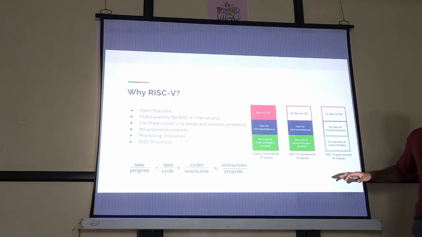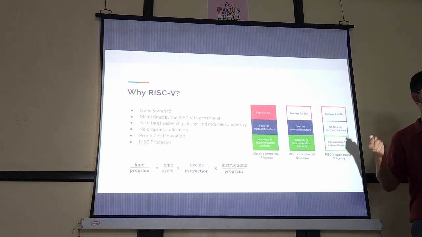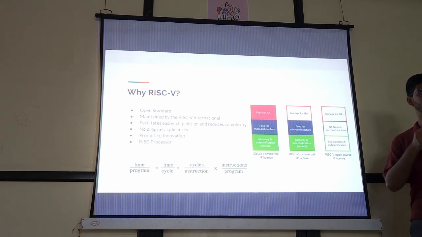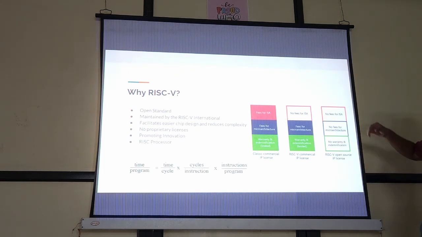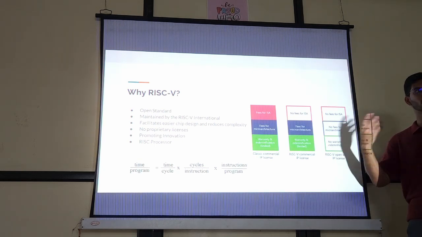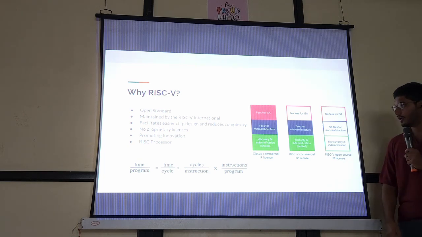And we have the third alternative where you don't need to pay anything, like the way Raspberry Pi did. Recently, Raspberry Pi launched the Raspberry Pi Pico 2. It is based on a RISC-V core named Hazard 2, which is an open source core. So Raspberry Pi did not need to pay RISC-V International nor the Hazard core developers to use that microarchitecture. And there is especially no warranty, because everything is open source and open source doesn't come with a warranty.